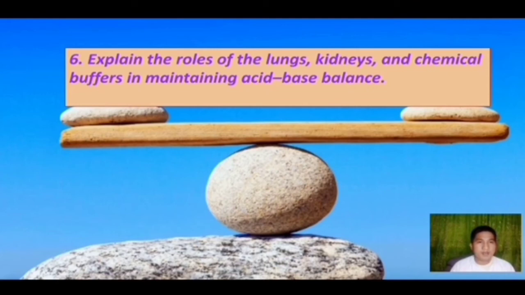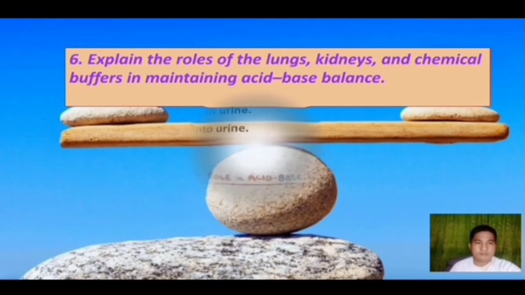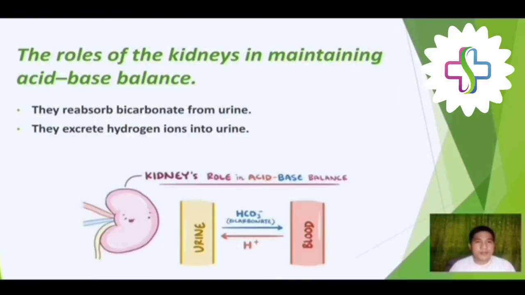Today, I would like to explain the roles of the lungs, kidney, and chemical buffers in maintaining acid-base balance. When we talk about the role of the kidney, it reabsorbs bicarbonate from urine and excretes hydrogen ions into urine. The cells reabsorb bicarbonate, HCO3, from the urine back to the blood, and they secrete hydrogen ions into the urine. By adjusting the amount reabsorbed and secreted, they balance the bloodstream pH.